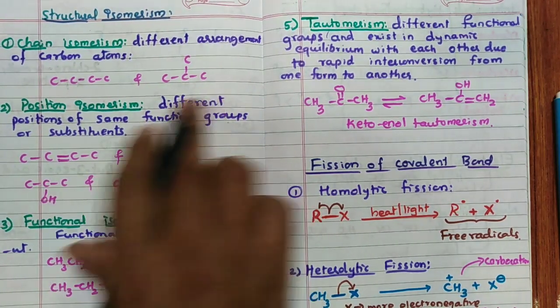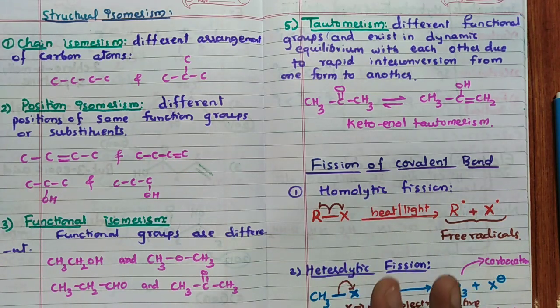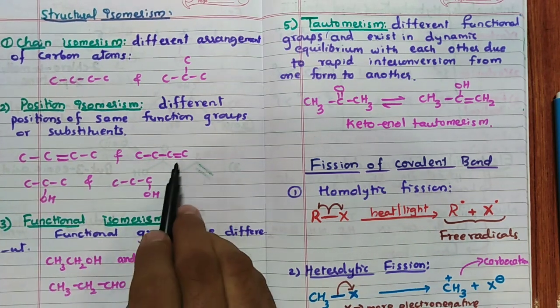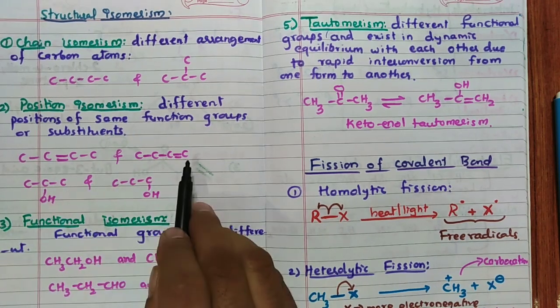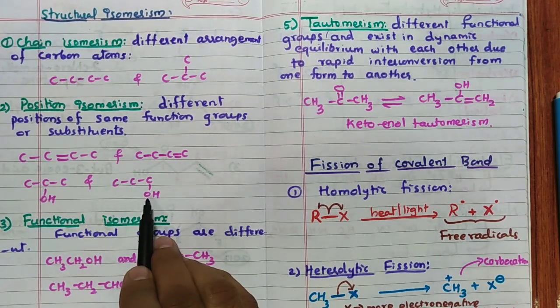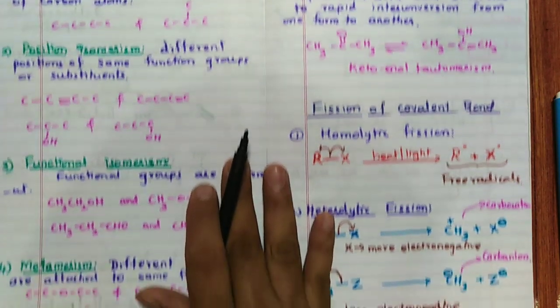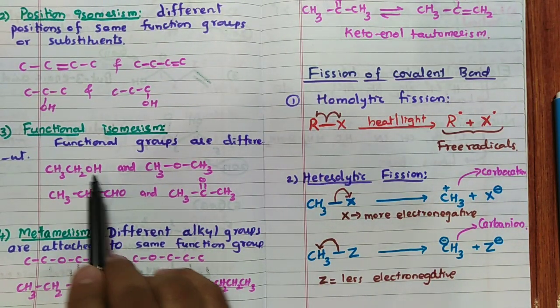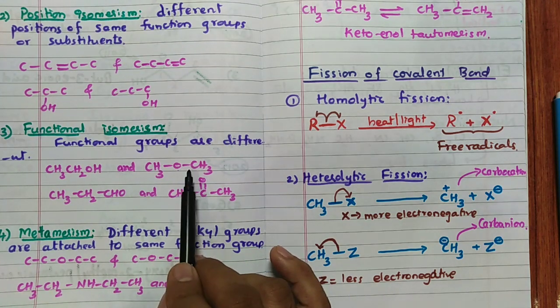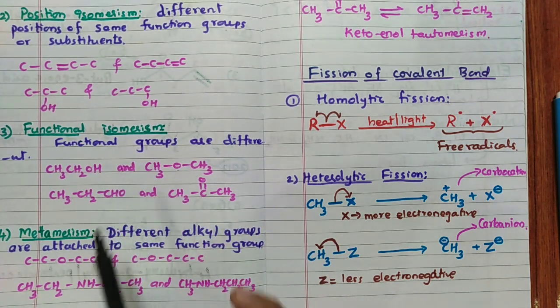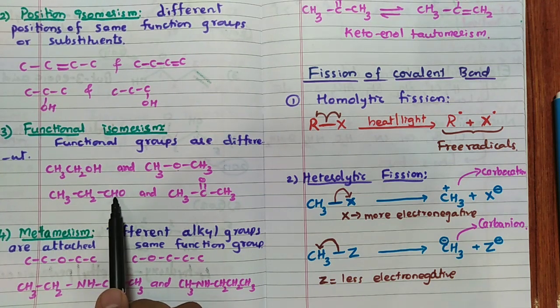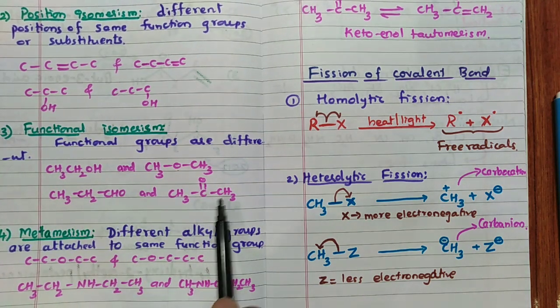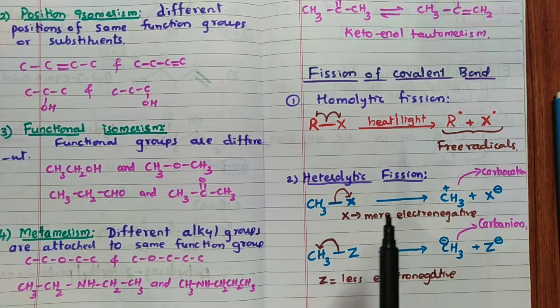Position isomerism: here there is a different position for the same functional group or substituent. Remember, here the double bond is at the second carbon, there at the first carbon, with the same molecular formula. OH at the second carbon, OH at the first carbon. That is position isomerism. Functional isomerism: functional groups are different here. See here, generally CH3CH2OH and CH3OCH3, that is ether. Alcohol and ether form functional isomers. Aldehyde and ketone are functional isomers. Like that, cyanide and isocyanide are functional isomers, and carboxylic acids and esters are functional isomers.